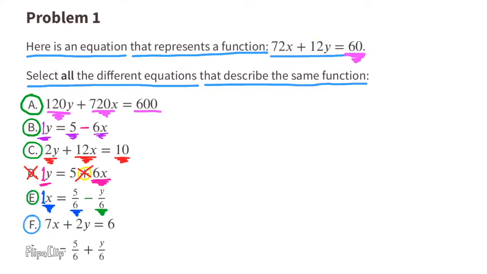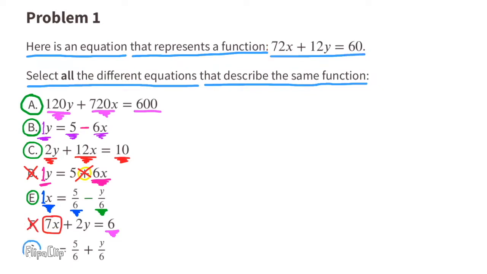F. Let's look at the term on the right side of the original equation, 60. 60 becomes a 6. 60 divided by 10 equals 6. So let's see if the other terms are also 10 times smaller. 72x divided by 10 does not equal 7x. And 12y divided by 10 does not equal 2y. So the equation for F does not follow the same function as the original equation.